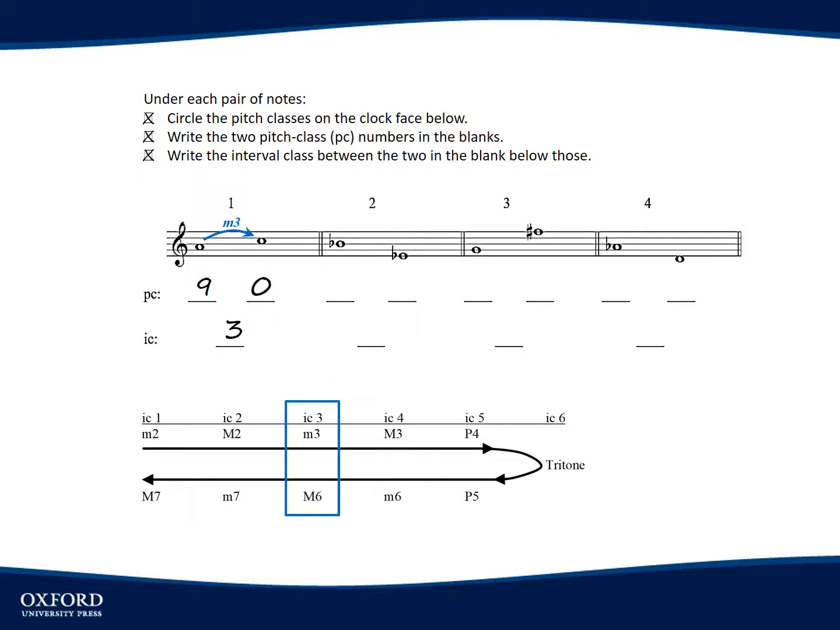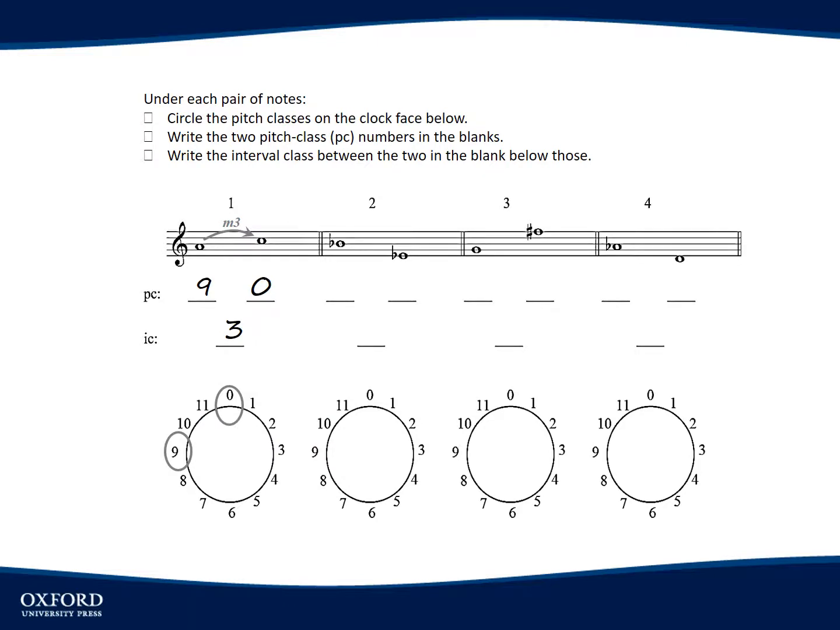using the other method. Let's move on to problem 2 and start with the first two steps, circling the pitch classes on the clock face and writing the numbers in the blanks. Our first pitch, B flat, is not that far below C, so it's easier to count down to it from C to B and then to B flat. We can circle pitch class 10 and then write it in the blank.